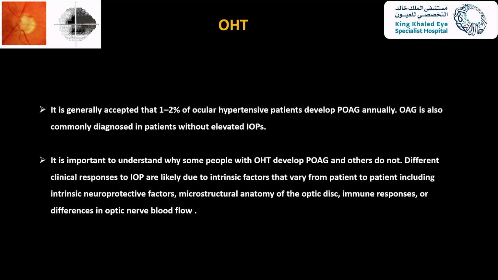So why do some patients with ocular hypertension develop glaucoma and why do others not? Usually the different clinical response to intraocular pressure is likely due to intrinsic factors that differ from patient to patient: the neuroprotective factors, microstructural anatomy of the optic nerve, immune response, and the difference in the optic nerve blood flow. All this can make some patients go from glaucoma suspect to primary open-angle glaucoma.